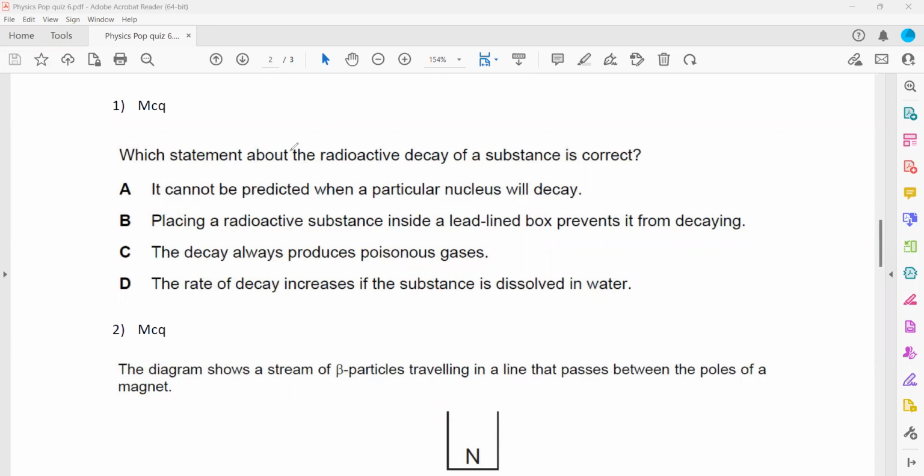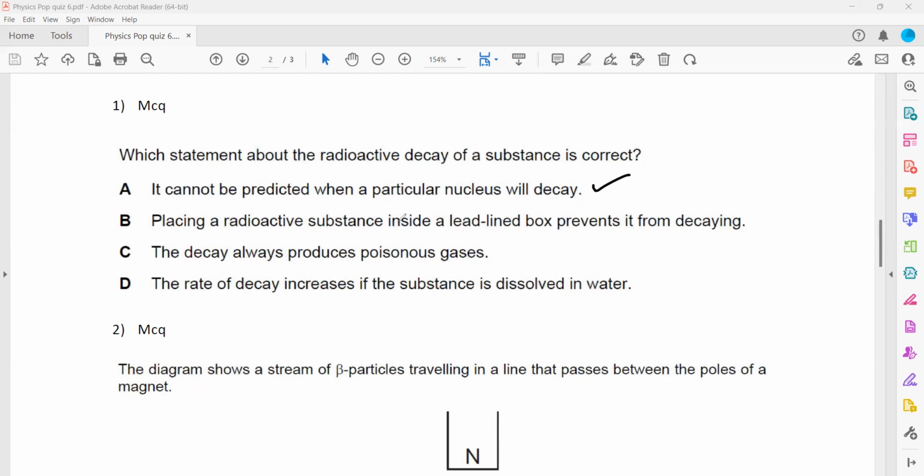When we check the option, it cannot be predicted when the particular nuclei will decay. This is true because it's a random process. When we say it's random, there is no order. We cannot predict when the next atom will decay. This is the right statement.